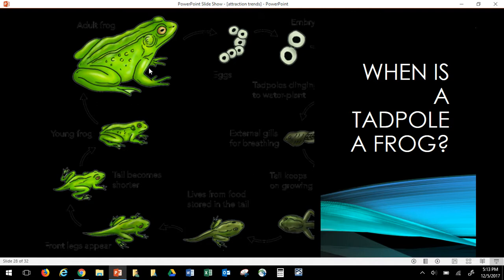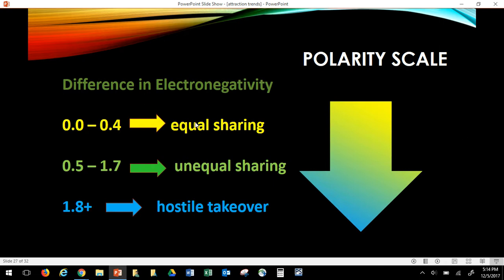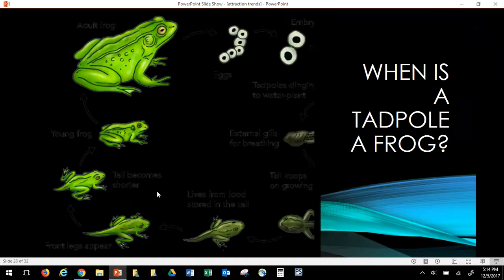Another way to look at this is a tadpole, right? Here's a tadpole, here's a frog. At what point is a tadpole no longer a tadpole and a frog instead? We could argue about when it happens, but the reality is this is definitely a frog. That is definitely more like a fishy tadpole. And at some point in between here, it turns over from tadpole to frog. And so too, at some point, does equal sharing become a hostile takeover? At what exact moment does it happen? It's hard to say, but we kind of say it's at 1.8 electronegativity difference.